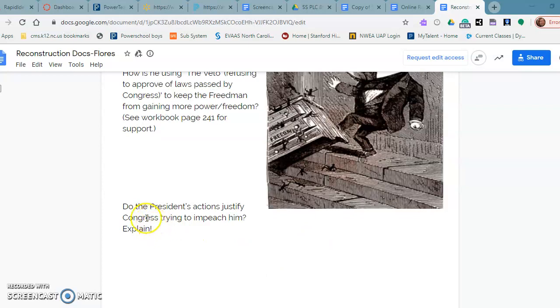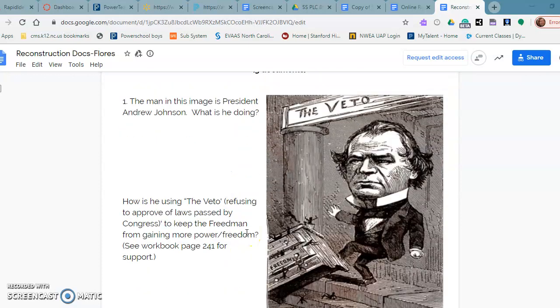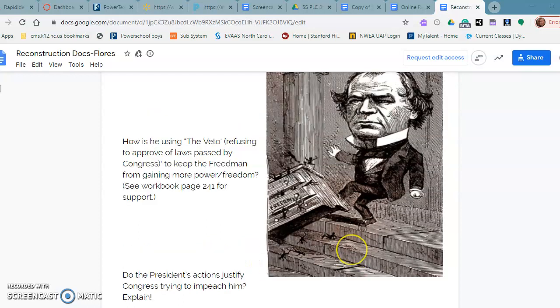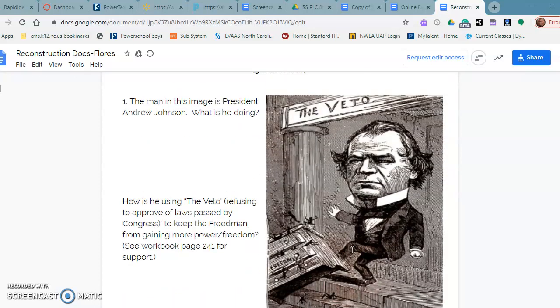So for this question, do the president's actions justify Congress trying to impeach him? Explain. Based upon what I just told you, you answer the question using evidence and your opinion. There's not a right or wrong answer for this one, but you need to be able to justify whether you think Andrew Johnson should have been impeached or whether he should not have been impeached.